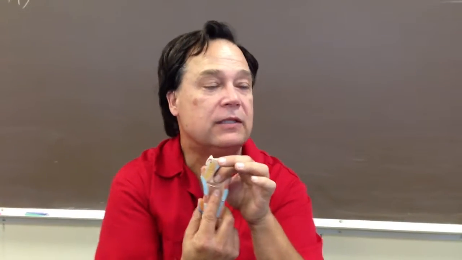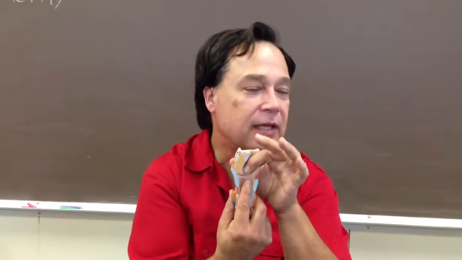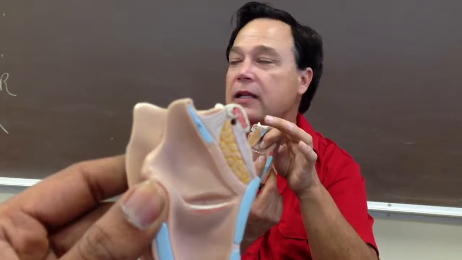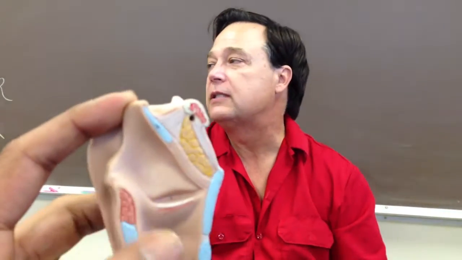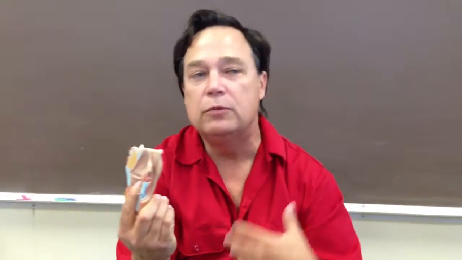The false one is on top. Makes sense, right? It's closer to the exit. That's where you would find it. And the true one is inferior to it. The true one is the one that's responsible for the tones in speech.